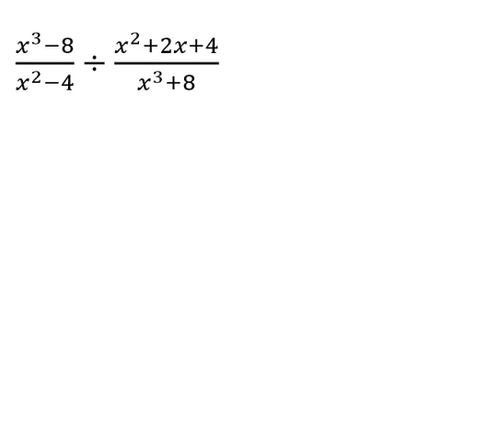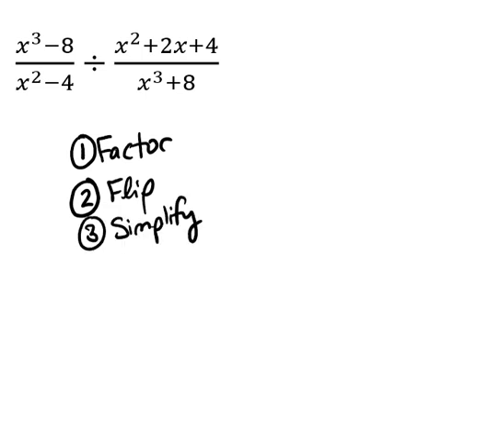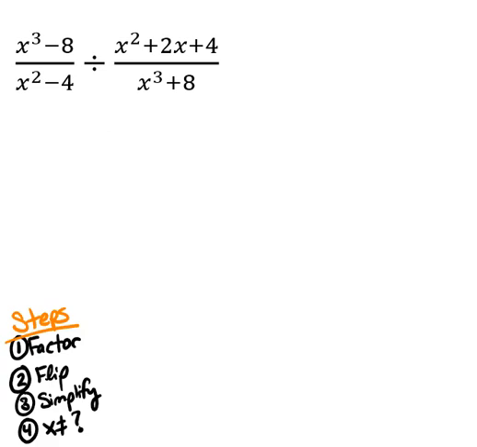In this video, we're going to be dividing rational expressions. It's as easy as 1, 2, 3, 4. So we're going to first factor, then flip, simplify, and then find what x is not allowed to be. So it's very similar to multiplying, except for our flip step. Then there's also going to be a little something different down here with our finding what x is not allowed to be.